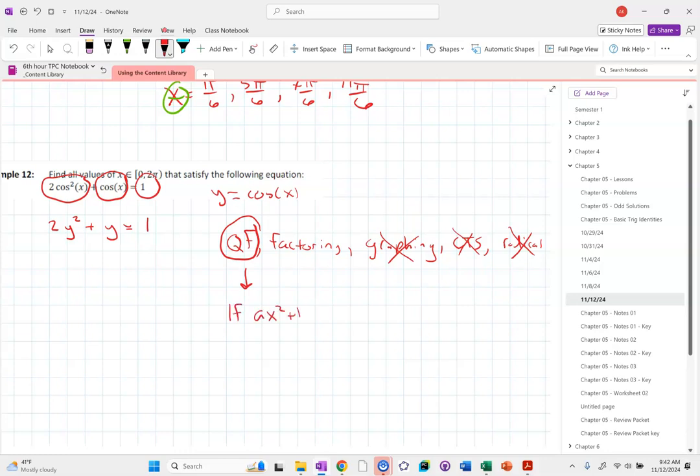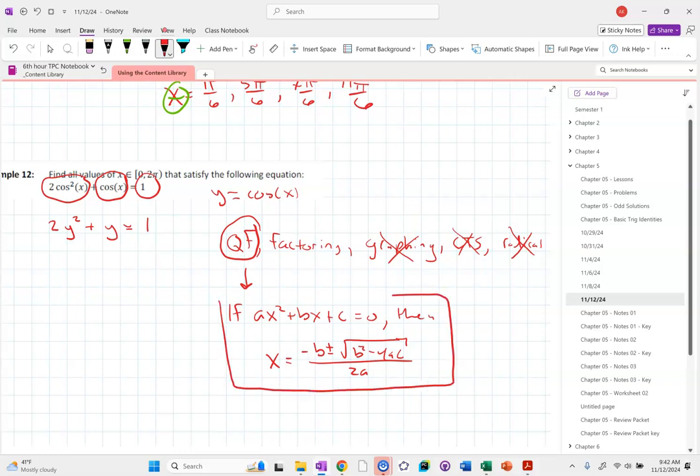If ax squared plus bx plus c equals 0, then x equals negative b plus or minus square root b squared minus 4ac all over 2a. Right? That's your statement for the quadratic formula. If we go look at our equation, do we meet the initial conditions? No. Why not? The 1's on the other side. Yeah, it's equal to 1 and not equal to 0. How do I fix that? You just got to subtract 1 from both sides.